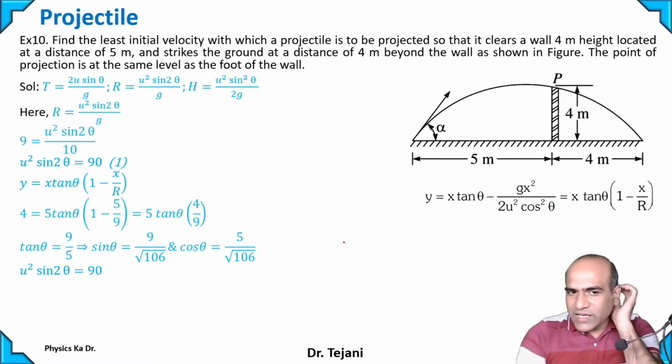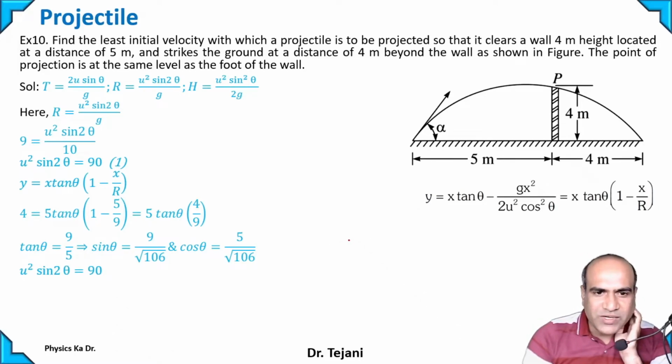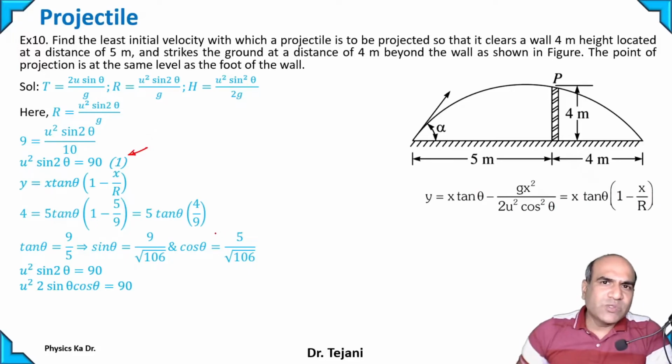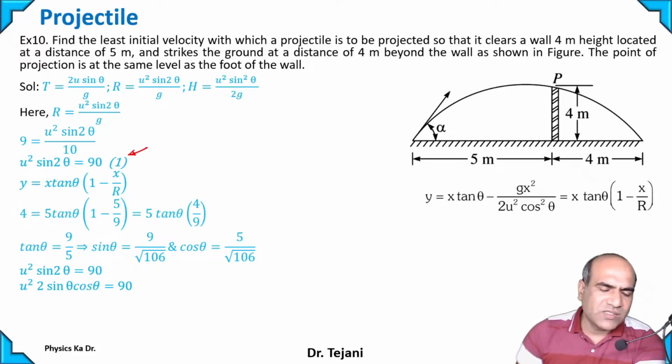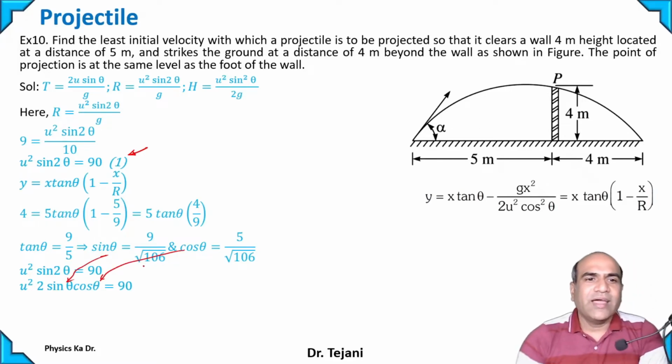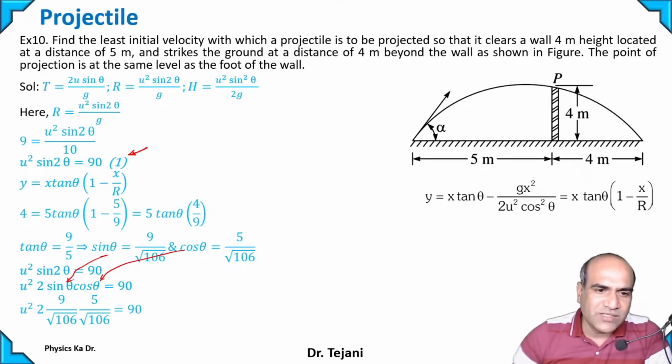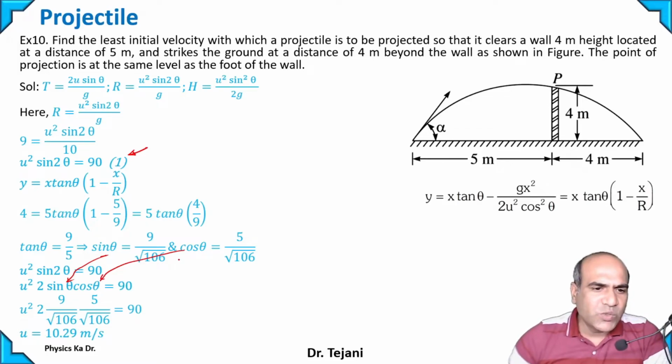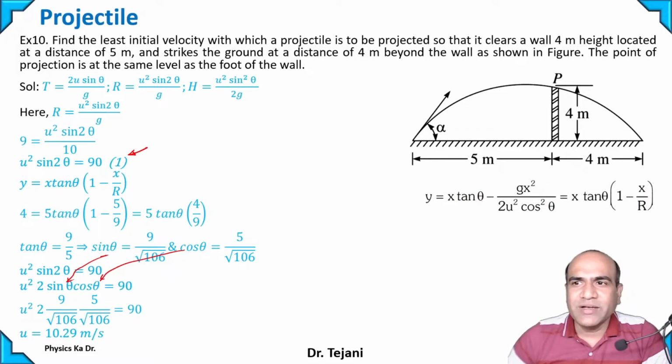So here we have u square sine 2 theta by g is equal to the range. We have this equation. So we can get u square is equal to 2 sine theta cos theta. We have the value of sine theta and cos theta, put these values here. And so u square is equal to 2 times 9 divided by root 106 times 5 divided by root 106. So u is equal to 10.29 meter per second.